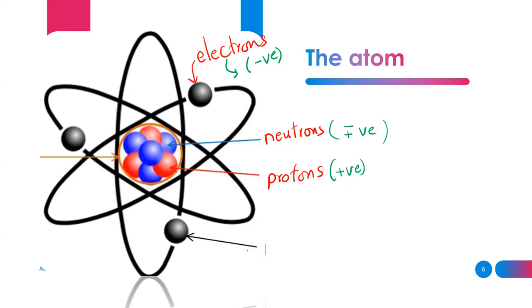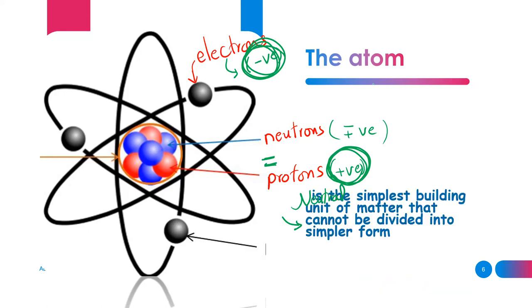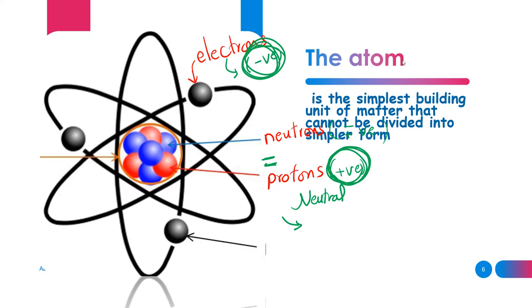So what would be the charge of the whole atom? You should already know that the number of protons equals the number of electrons, so negative equals positive, and the neutrons are neutral. Neutral, very good. So the charge for the atom is neutral, because the number of positive charges, the protons, equals the number of negative charges, the electrons, and the neutrons are neutral. So the whole atom is neutral. Okay, so what is the atom? It is the simplest or smallest building unit of matter that cannot be divided into simpler form.